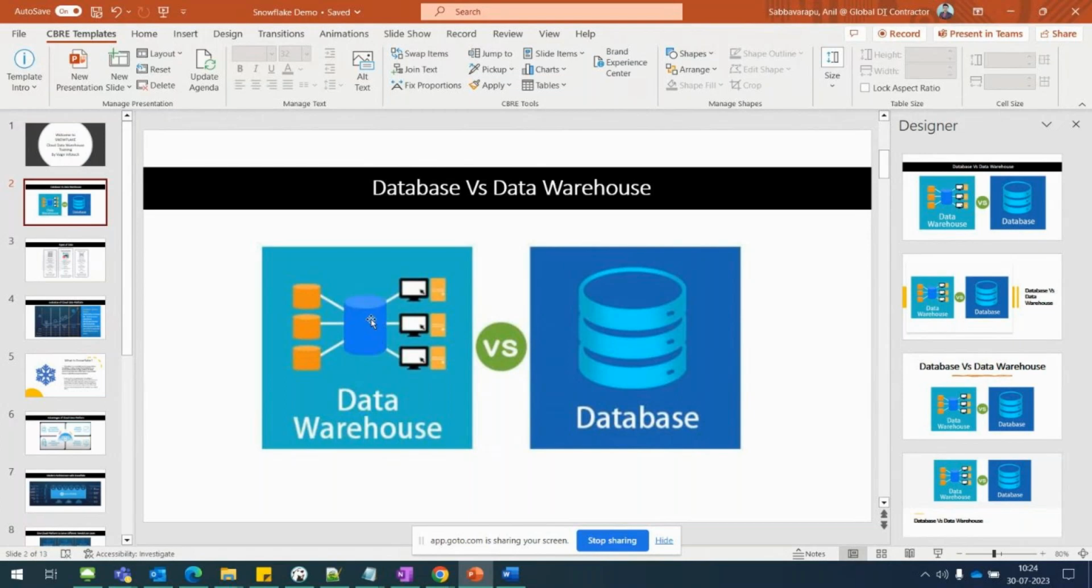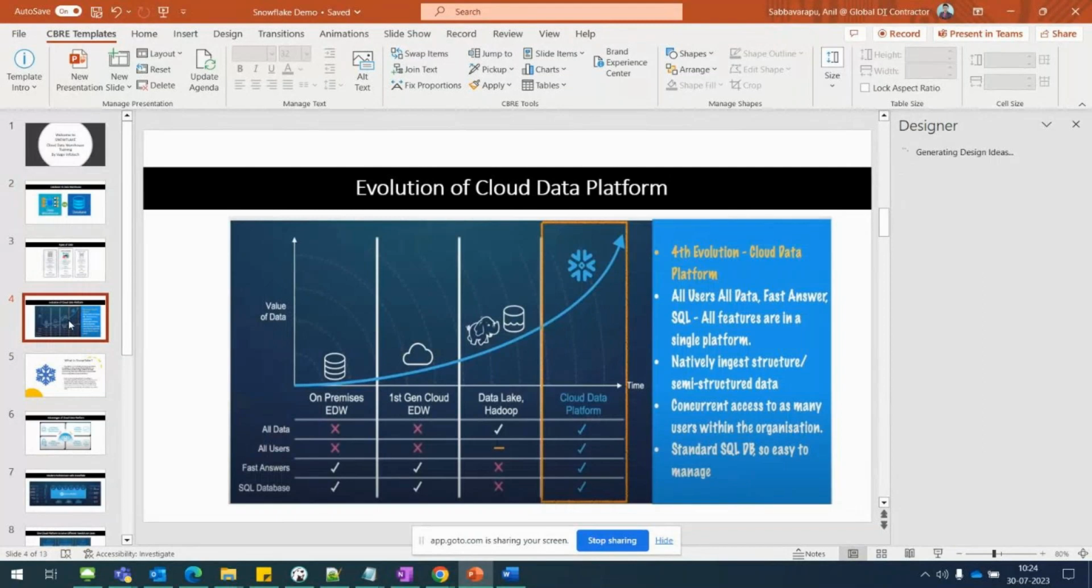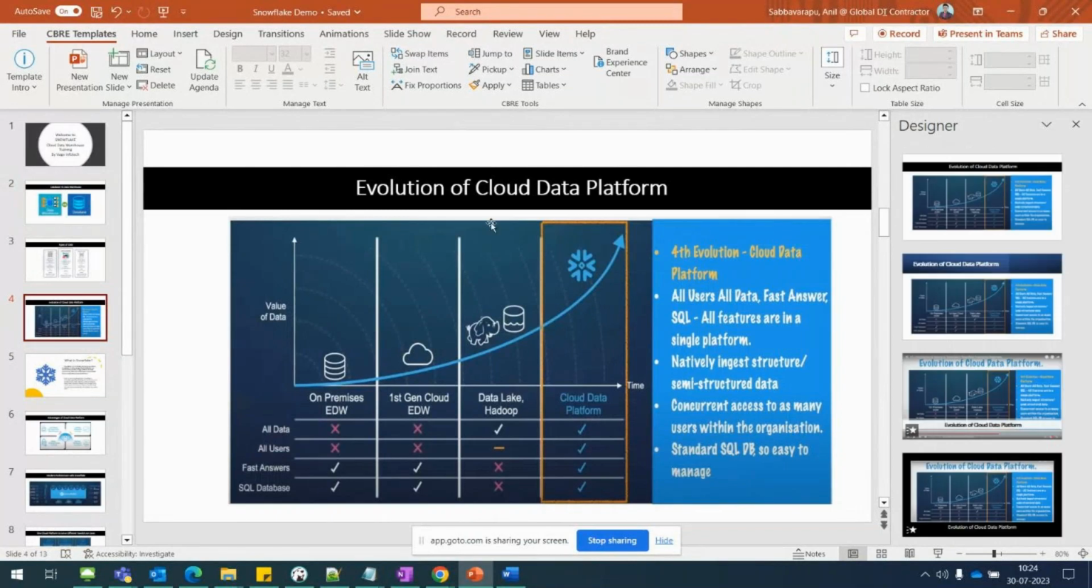Data is not available and it is not scalable. The system configurations are not scalable at any point of time. So people thought there needs to be something better, it still needs to be evolved. That's how cloud data platforms have evolved.